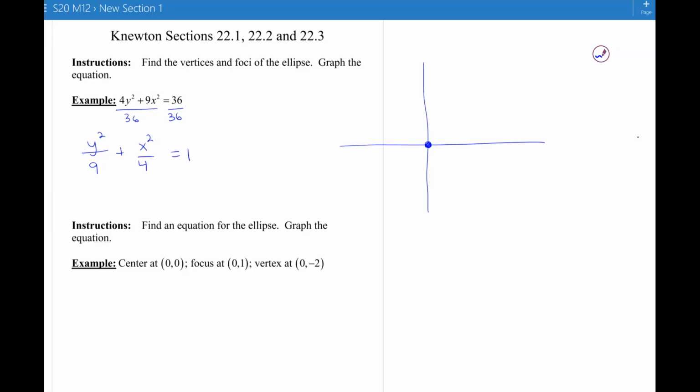The center is at the origin. Then under the y squared term, I see 9. Its square root is 3. So in the y direction, I go up 3, down 3. And those are going to be the vertices because it's bigger in the y direction. And then under the x squared term, I see 4, and I know that's a squared number, 2. So in the x direction, I go positive 2 and negative 2. So I can make my graph.